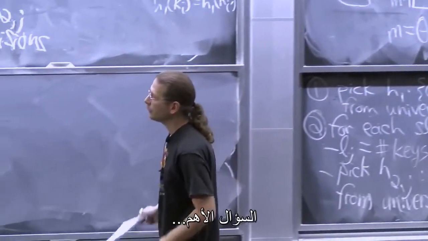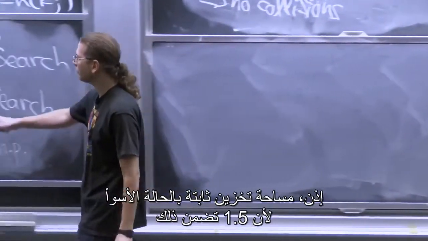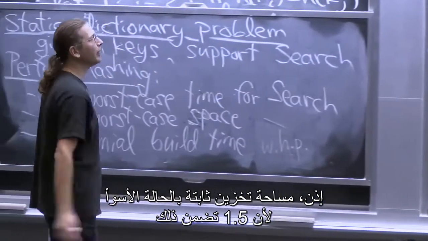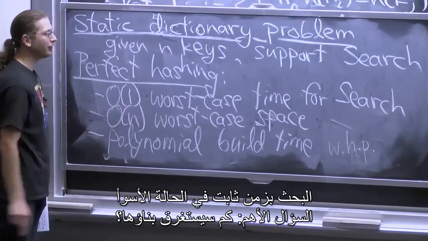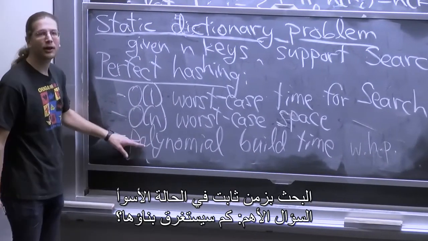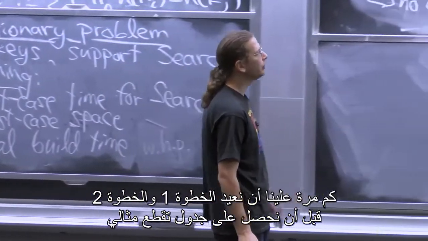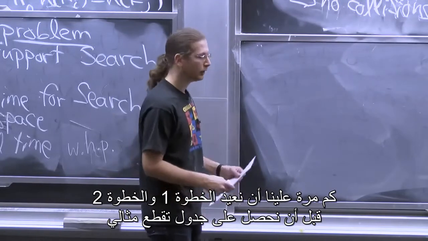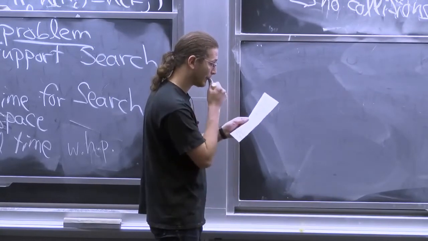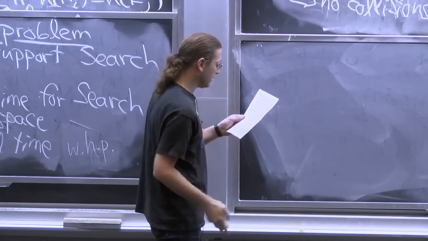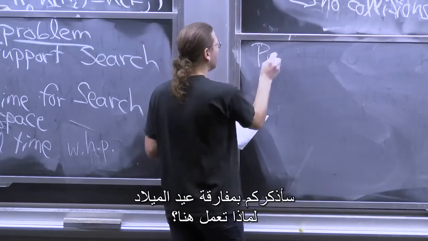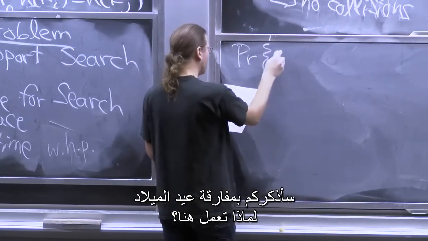Okay? So constant worst case space, because 1.5 guarantees that. Constant worst case time for search. The big question is, how long does it take to build? How many times do we have to redo steps 1 and 2 before we get a perfect hash table? Let me remind you of the birthday paradox, why it works here.